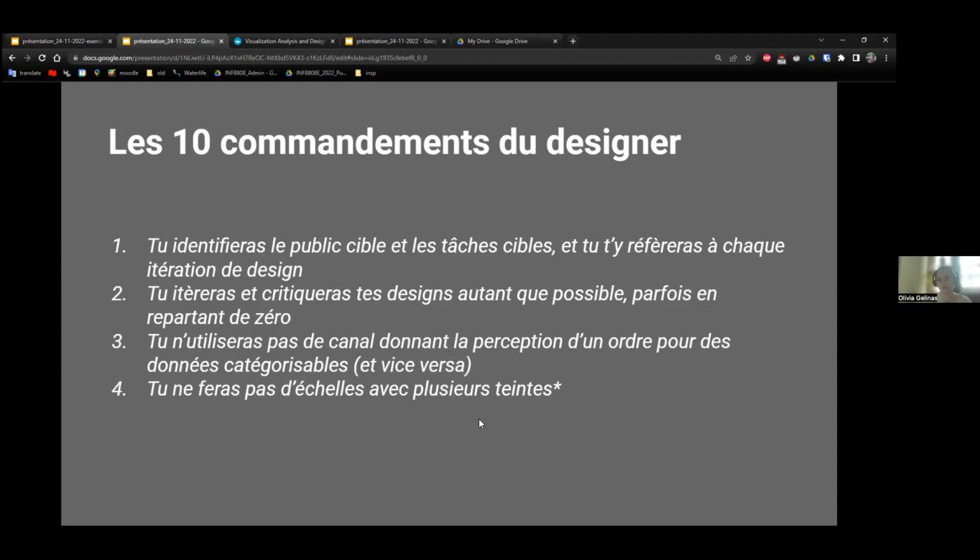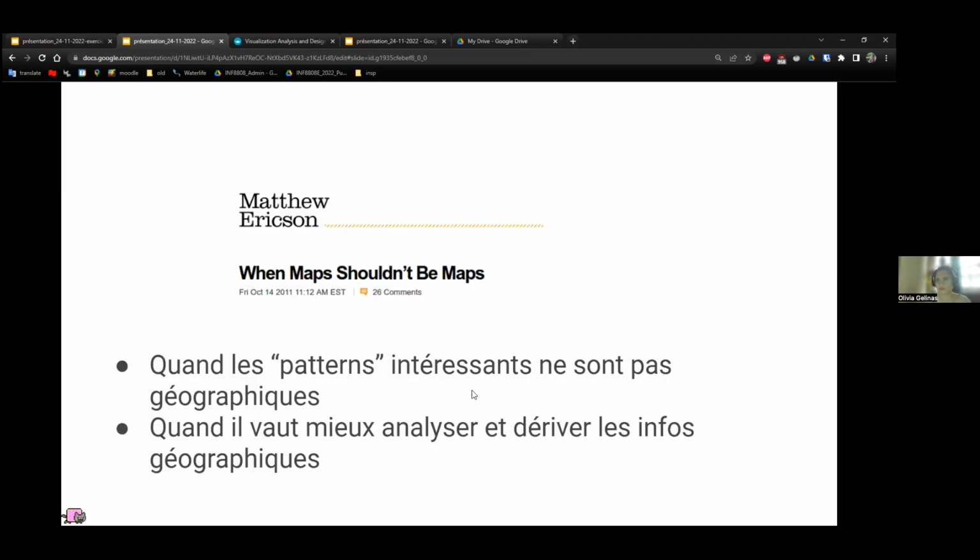here's an example of something not to do, and then in terms of the map, something else that must not be done. So, other counterexamples. There's an article on the web that is quite interesting. If you have the opportunity, it explains it in more detail. Here's "When maps shouldn't be maps."